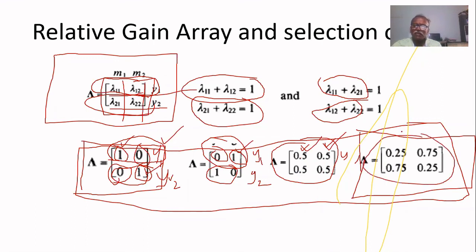In this case, the interaction is for this 0.5, M1's is the lesser value. This is 0.75. M2 has the direct impact, which is more. That's why M2 should be used to control Y1 and M1 should be used to control Y2. For Y1, M2; for Y2, M1, that we have to use.